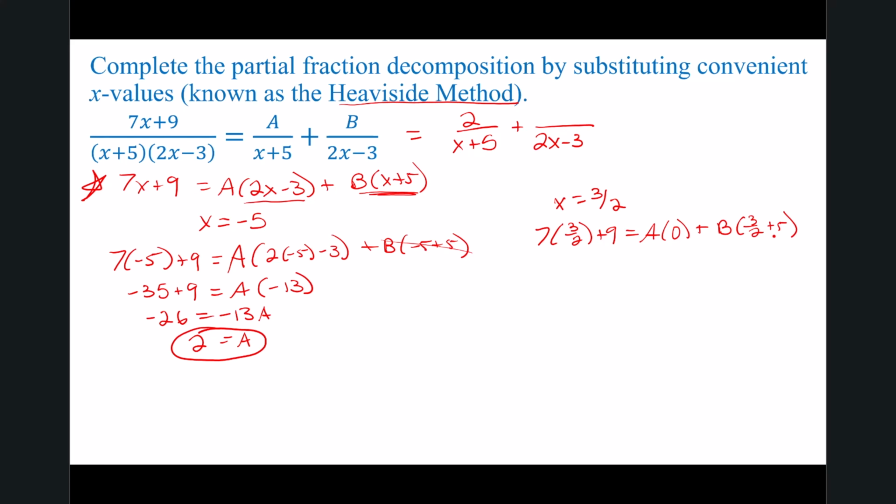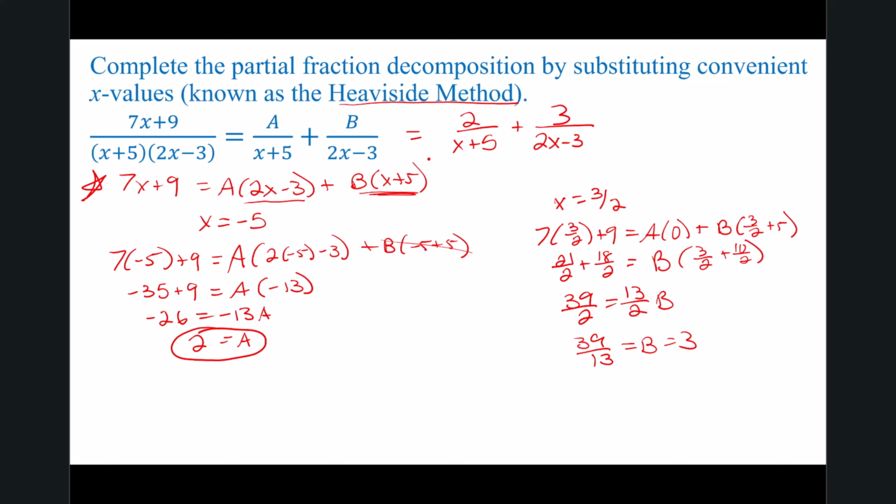So 7 times 3/2 is 21/2, and 9 is 18/2. And on the right side, I have b times 3/2 plus 10/2. And 21 plus 18 would be 39. So I have 39/2 equals 13/2 times b. Multiply both sides by 2/13, and I get 39 over 13 equals b, which is 3. And that is the same answer I got before.